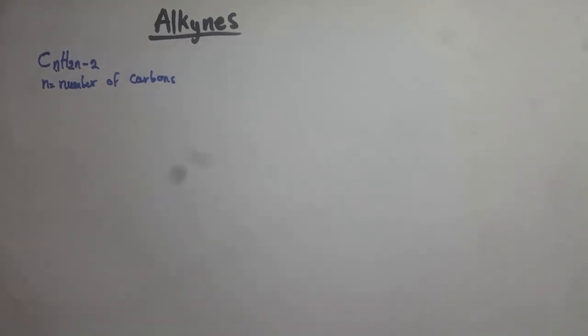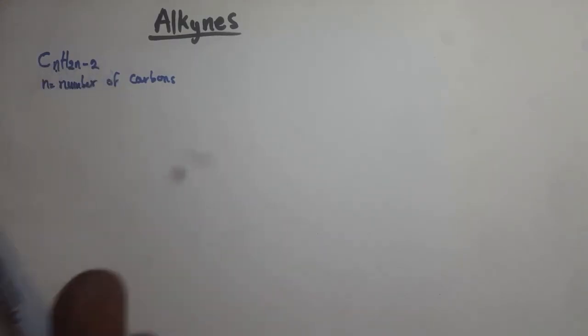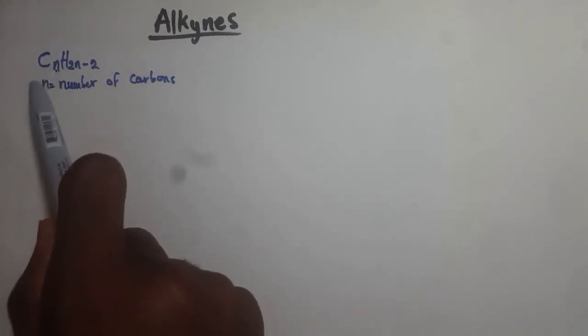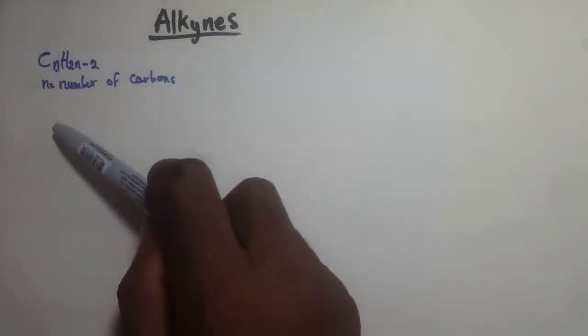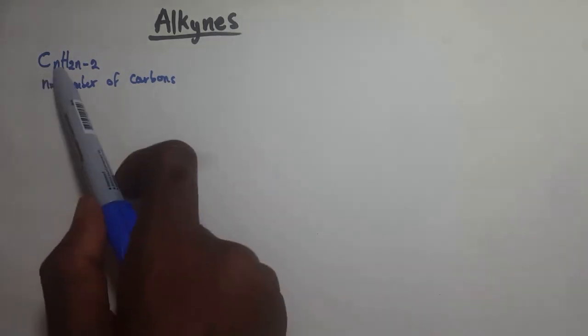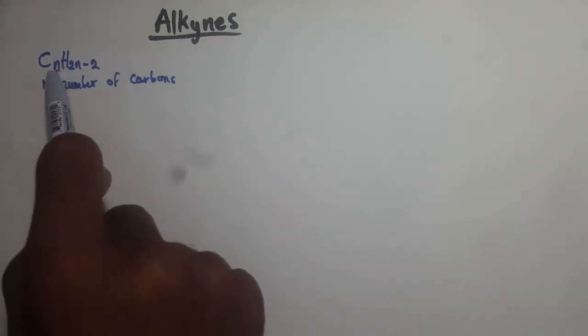In this video, I'm going to talk about alkynes. Now, this is the general formula for alkynes. And I mentioned in my previous video that the n represents the number of carbons. So to get your alkynes in series, you just put in your positive integer here.